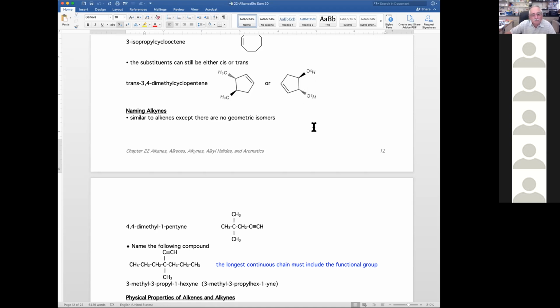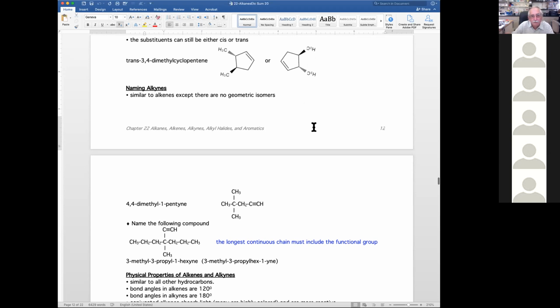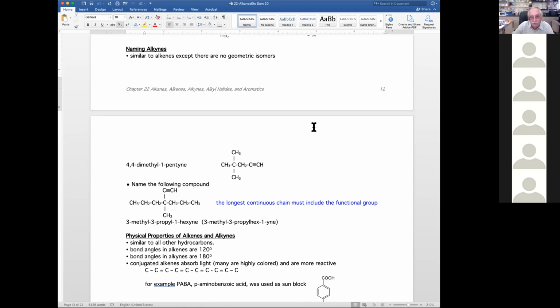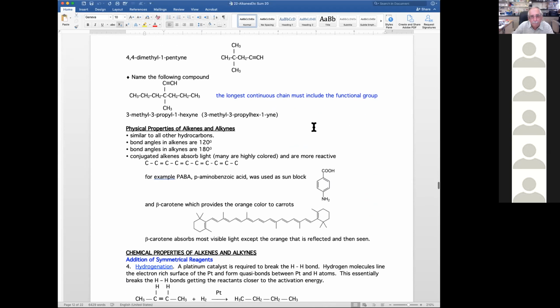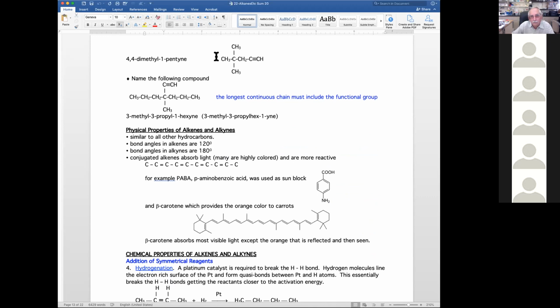Well, what about alkynes? Similar to alkenes, but we don't have geometric isomers. So the longest continuous chain has to include the triple bond. So 1, 2, 3, 4, 5. So that would be called pentyne. And then where do we first encounter the triple bond? On carbon number 1. So the root name is 1-pentyne. We see that it's dimethyl. And where are the methyls? 1, 2, 3, 4. So 4,4-dimethyl-1-pentyne.